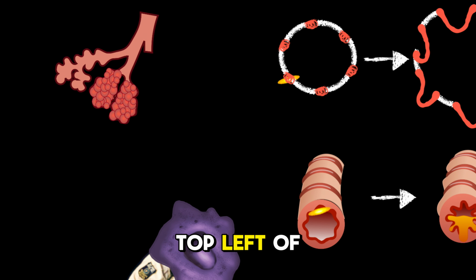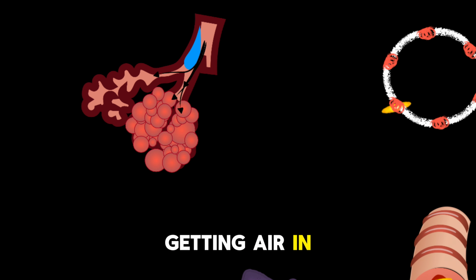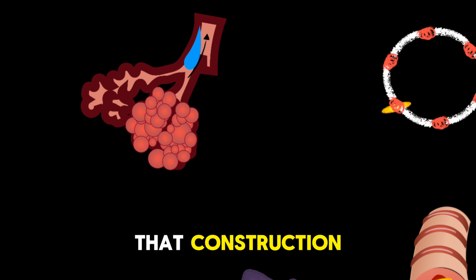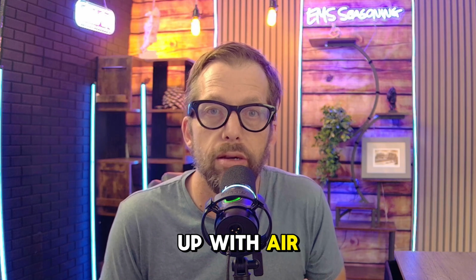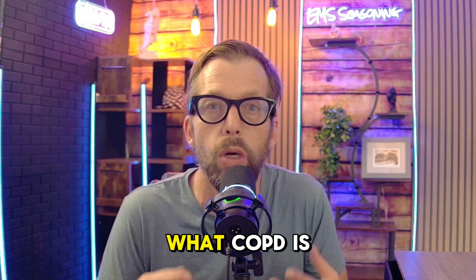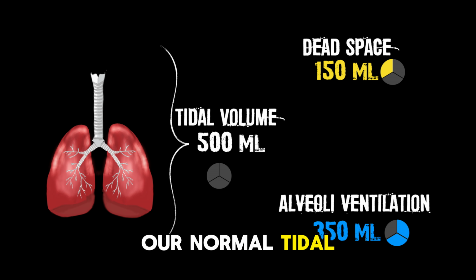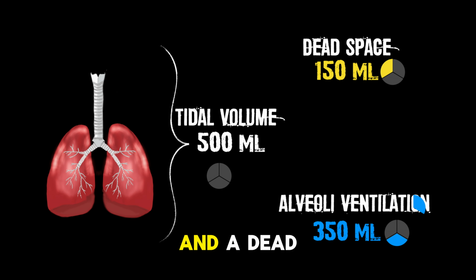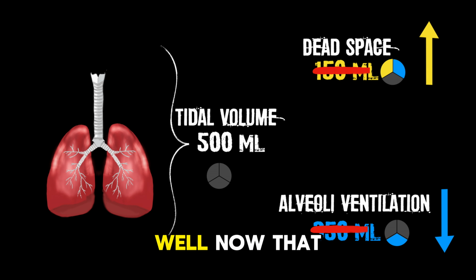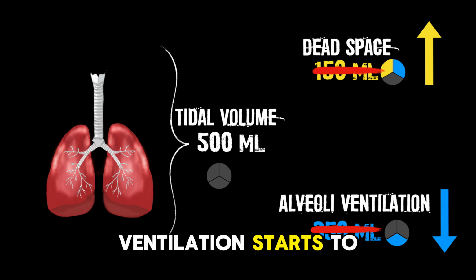Look at the top left of the screen. This is the problem with COPD. So we start getting air in, but due to that constriction and the lack of elasticity in the alveoli, well, the air stays there. So we end up with air trapping. And ultimately, that's what COPD is. It's just trapped air. Our normal tidal volume of 500 had an alveolar volume of 350 and a dead air space of 150, well, now that dead airspace starts to increase and the alveolar ventilation starts to decrease.